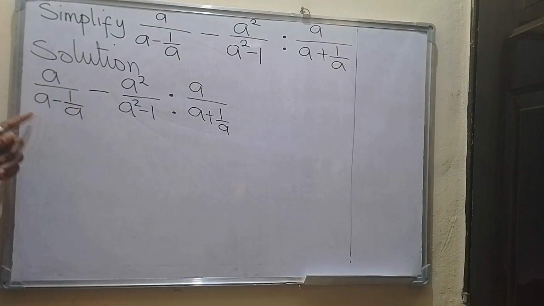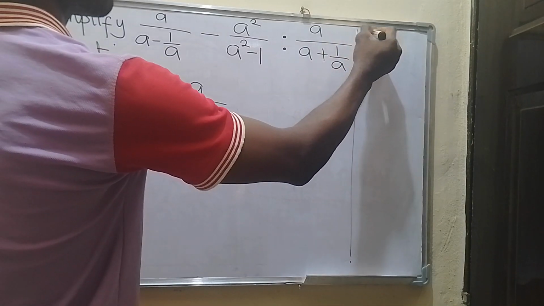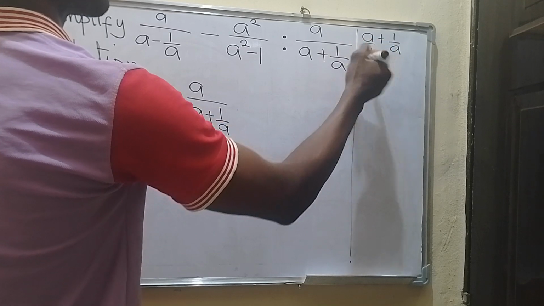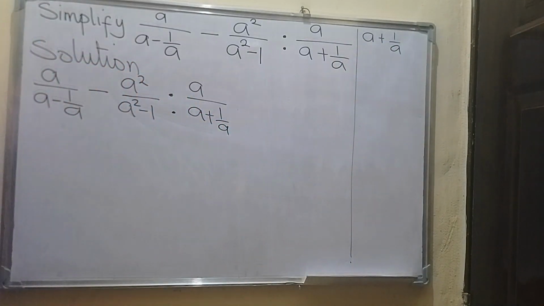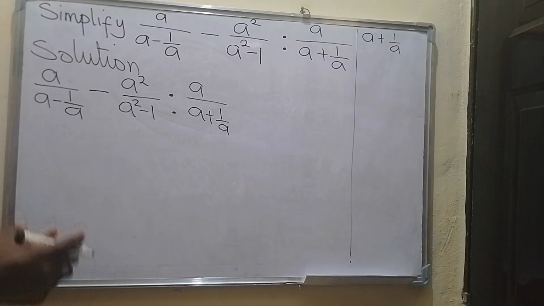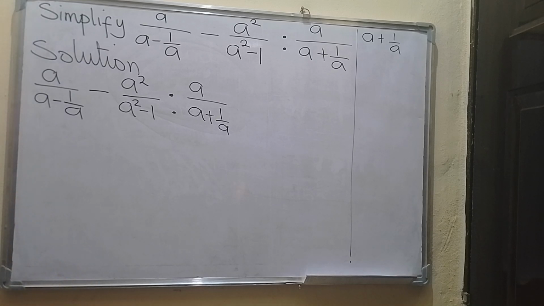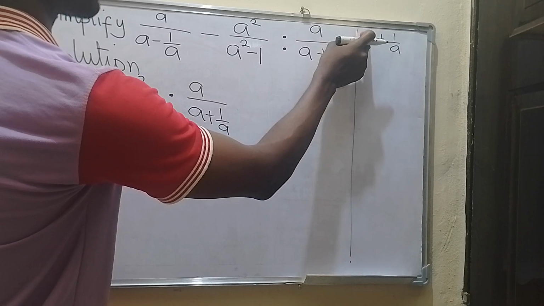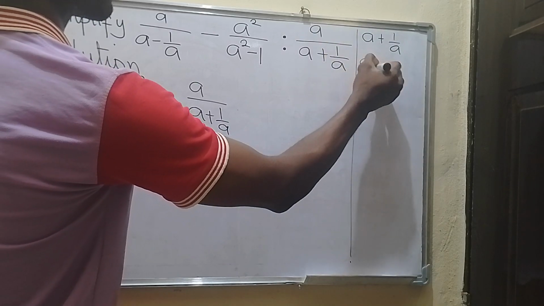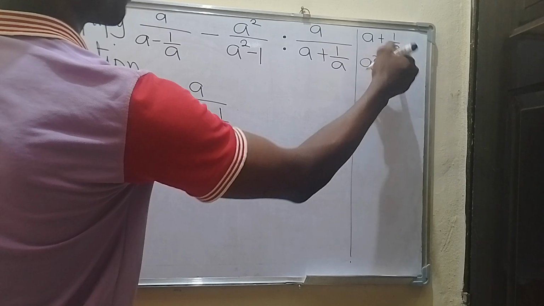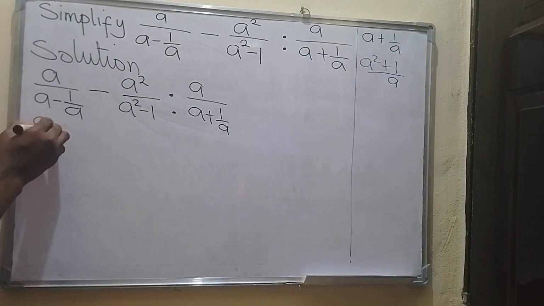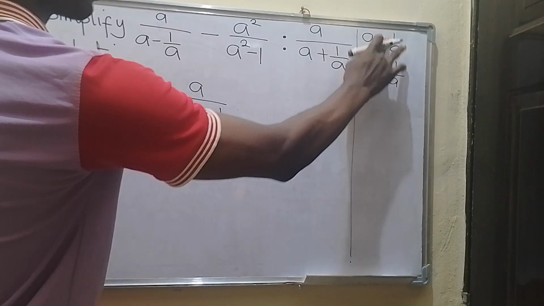This numerator, we go do it like this: a plus 1 over a. Either you decide to find the LCM, or you do it as if you are changing from a mixed fraction to an improper fraction. That is, a times a is a squared, so we get a squared plus 1, all over the numerator a. That is what this is. So we just write it as a over, okay, this is supposed to be minus now, not plus.